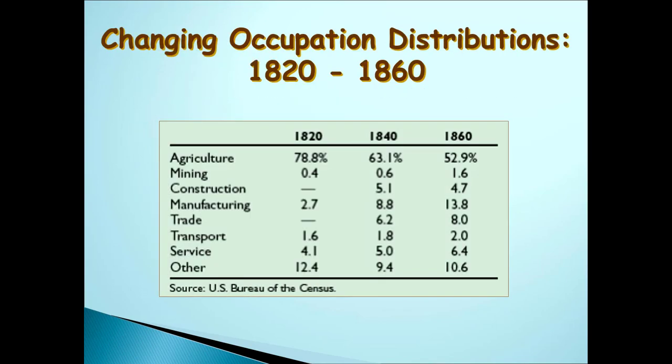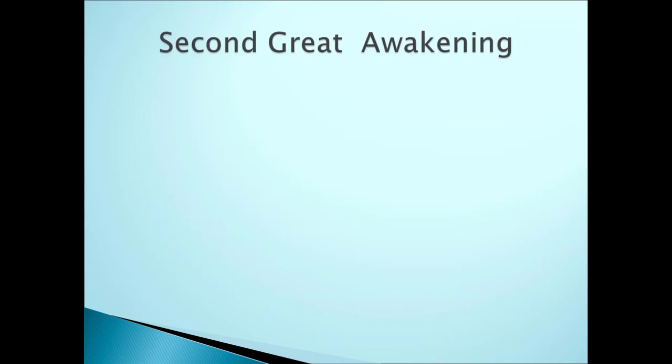So this is basically showing you the different changes in transportation and occupation. From 1820 to 1860, you had a decrease in people working on the farm. Everything else increased. Mining, construction, manufacturing, especially manufacturing, went from 2% to 13%. The others are just basically service industries. They increased a little bit, but not all that much.